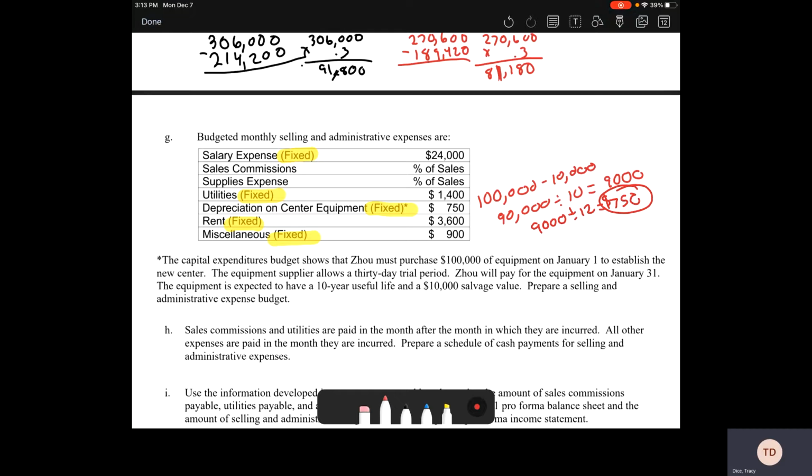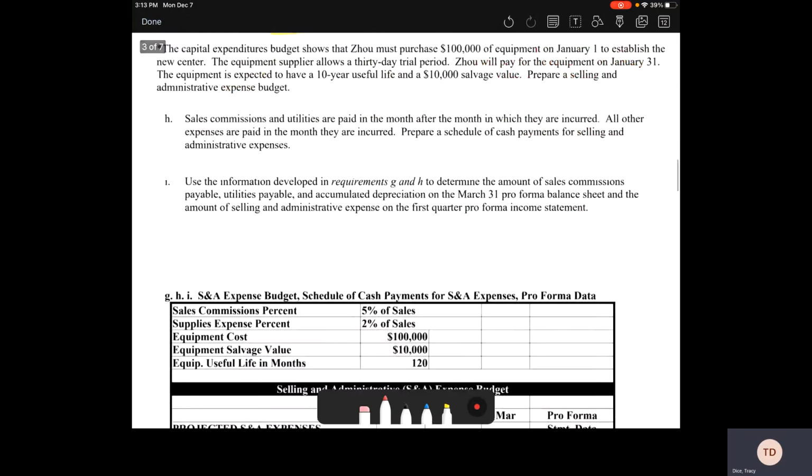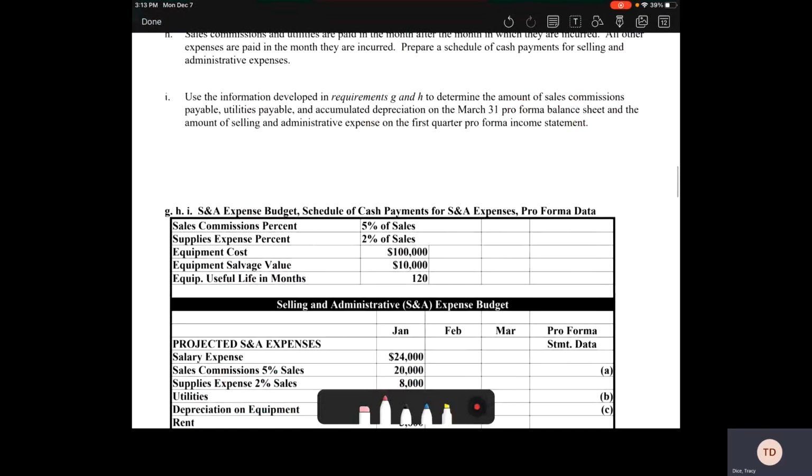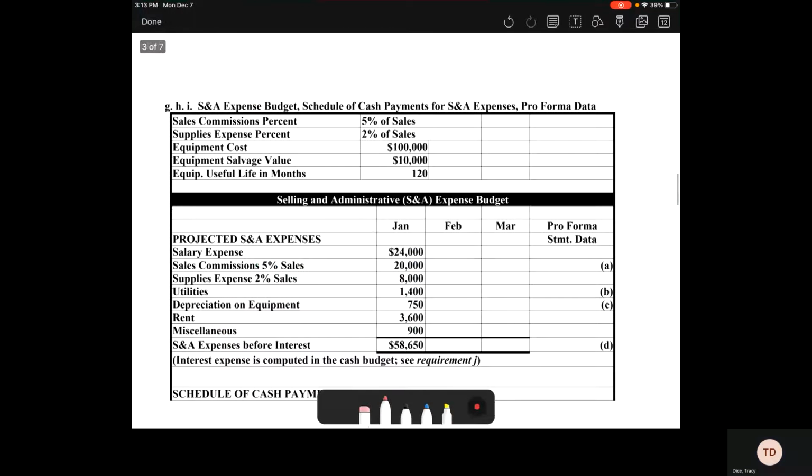So now we're going to prepare our selling and administrative expense budget. We come down here and we see that our January expenses are all filled in for us. So that salary expense, again, remember we have the salary expense, our utilities, depreciation, rent, and miscellaneous. Those are all of those fixed expenses, so they're not going to change over these months. So we might as well just fill those all in.